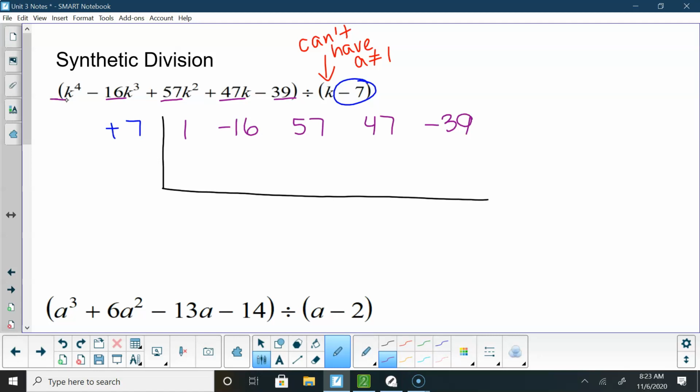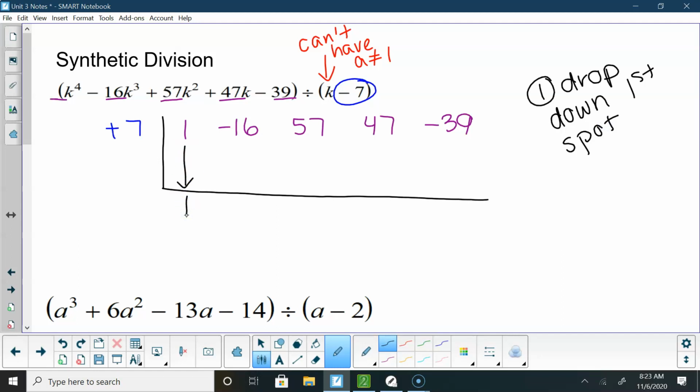Your first step is always drop down. Alright, drop down this first spot, put a 1. Okay? What is 1 times 7? Put a 7 right here. What is negative 16 plus 7? Negative 9.